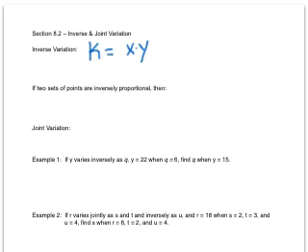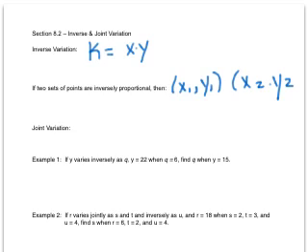So if two sets of points are inversely proportional, first let's define our 2 points, x1, y1, and x2, y2. And if they're inversely proportional, then you would multiply the two and set them equal.